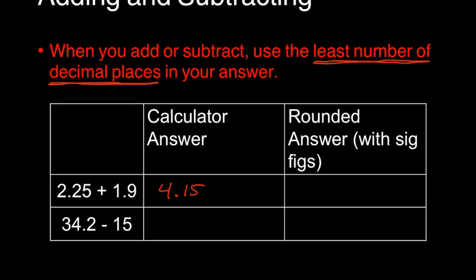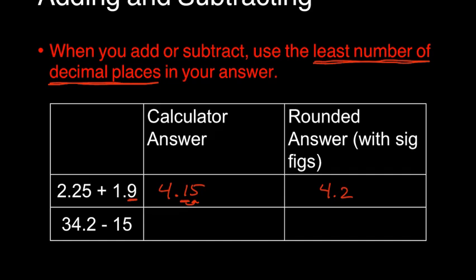Now we go back to the original numbers, 2.25 and 1.9. And we see that the 1.9 only has one decimal place, which means our final answer should only have one decimal place, meaning the 1. And as we look, we check the very next digit. We look at the 5, and we ask ourselves, does the 5 cause the 1 to round up or down? Since it's a 5, it's going to cause it to round up, which means our final answer here should be 4.2.